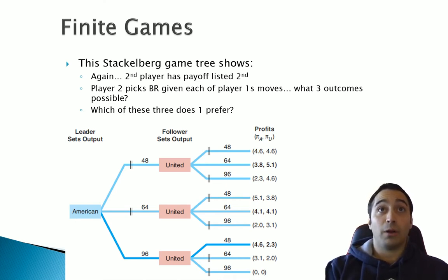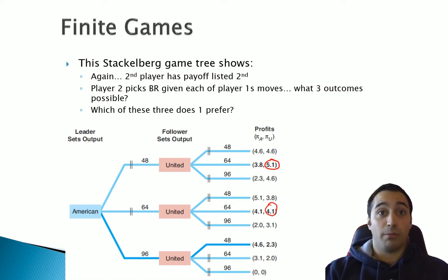Well, you'll note that player 2, i.e. United, has their payoffs listed second, and player 1 has their payoffs listed first. What we need to do first is circle the biggest payoff for the second player, since United goes second, and they are choosing. We're saying if United ever found themselves at this node, they would choose the best option for them. So we know that if United observed 48, they would choose 64. Similarly, if United observed 64, they would choose 64.